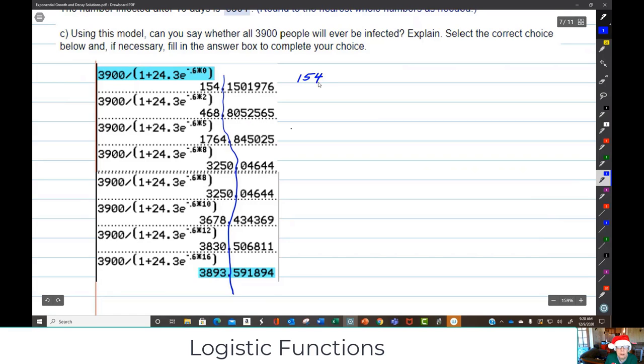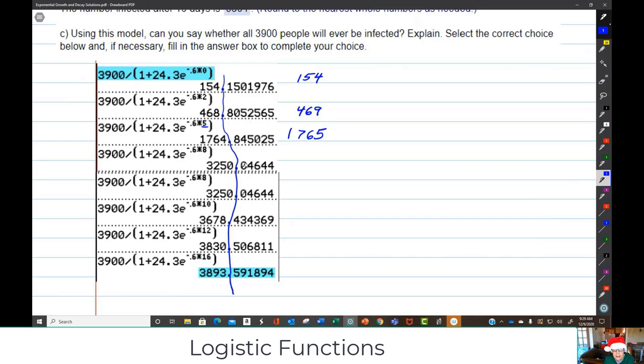This is at the very beginning, how many people are infected. All right, after 2 days, here we have 468, this 8 over there will cause this 8 to move up to a 9. After 2 days, we're going to have 469. After 5 days, all right, I have 1,764, and this 8 on the other side of the decimal is going to cause the 4 to go up to a 5. 1,765 on day 5.